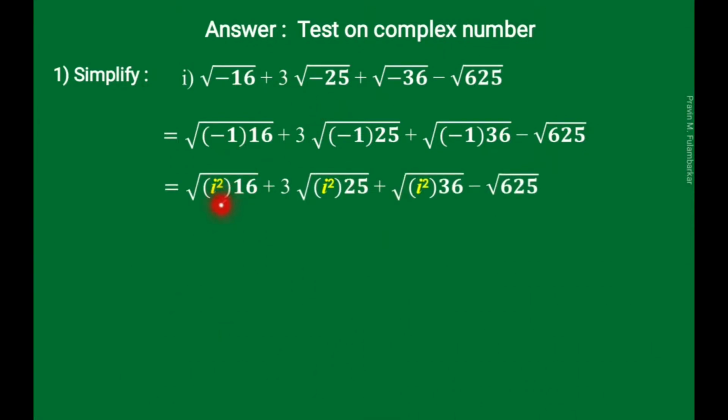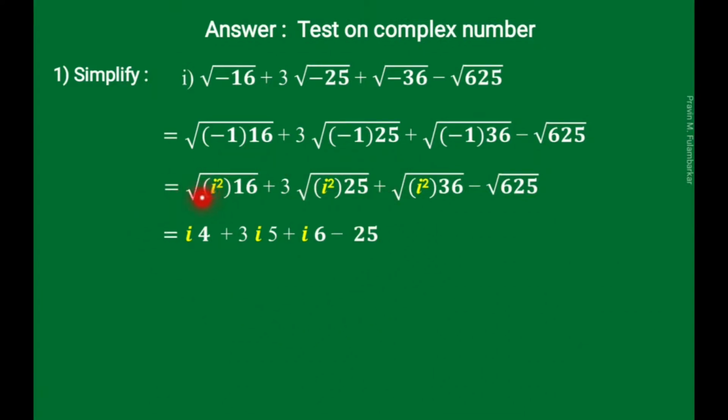Now replace this minus 1 by i square, this minus 1 by i square, and this minus 1 by i square. So taking the square root of the first 3 terms, we write square root of i square as i, square root of 16 is 4, square root of i square is i, square root of 25 is 5, and square root of 36 is 6, and square root of i square is i. And here square root of 625 is 25.